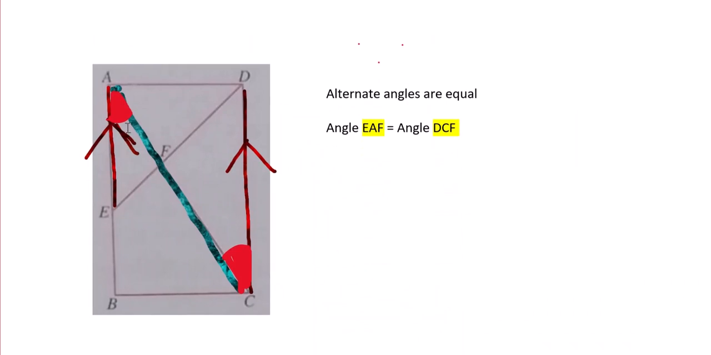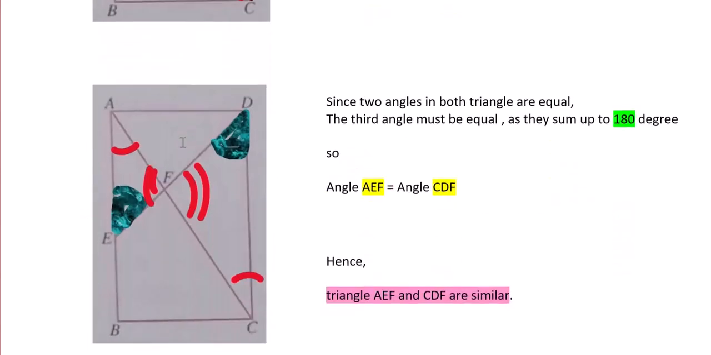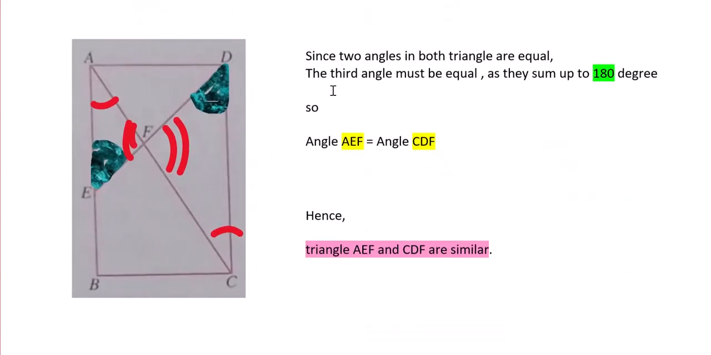So next, alternate angles are equal. So in red, angle EAF equals angle DCF. Next, since two angles in both triangles are equal, the third angle must be equal. They are the angles in green, so angle AEF equals angle CDF. So hence triangle AEF and CDF are similar.